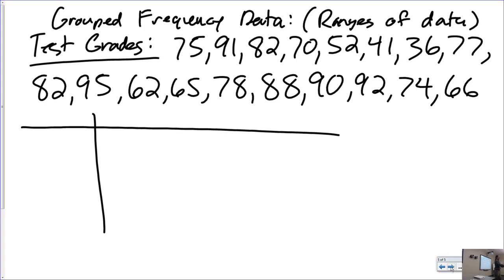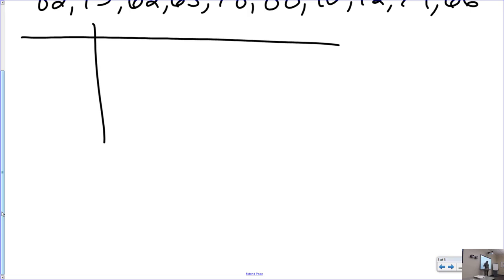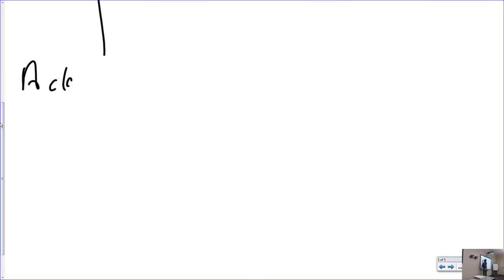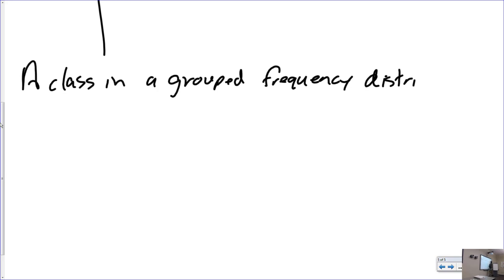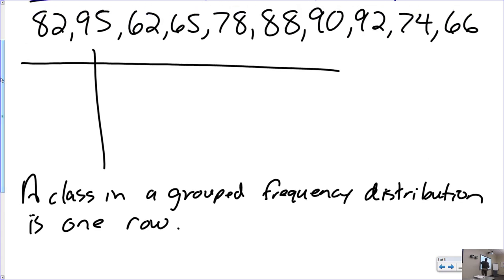And I'm not going to tell you that there is one right number of rows in your table. That doesn't exist. Okay? But what you need to do when you start gathering the data is determine at some point in time what the right number of rows is. And note that the number of rows is really also called class. Class in a grouped frequency distribution is one row. Okay? So just a little terminology.